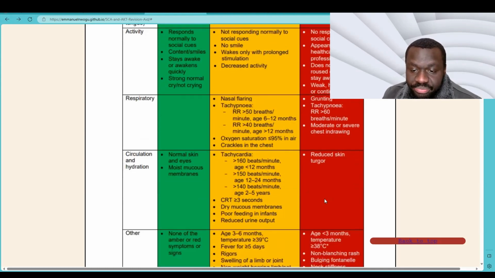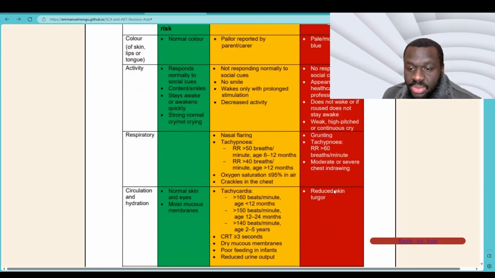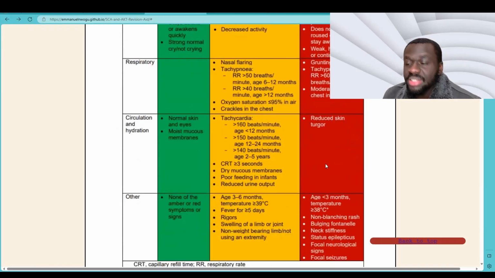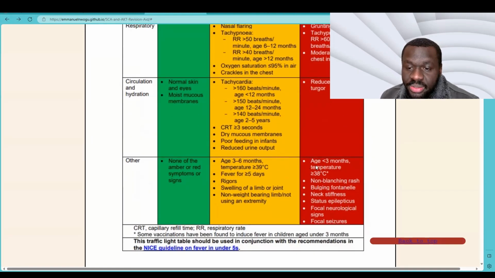Reduced skin turgor is red. When you have reduced skin turgor, it tells you there is very significant dehydration. The dehydration has got to the point that it is now manifesting on the skin, because dehydration first affects the circulation, which is why you have the circulatory signs. Once it gets to the skin and you tug the skin and it takes time to recoil, you think, oh yes, red.